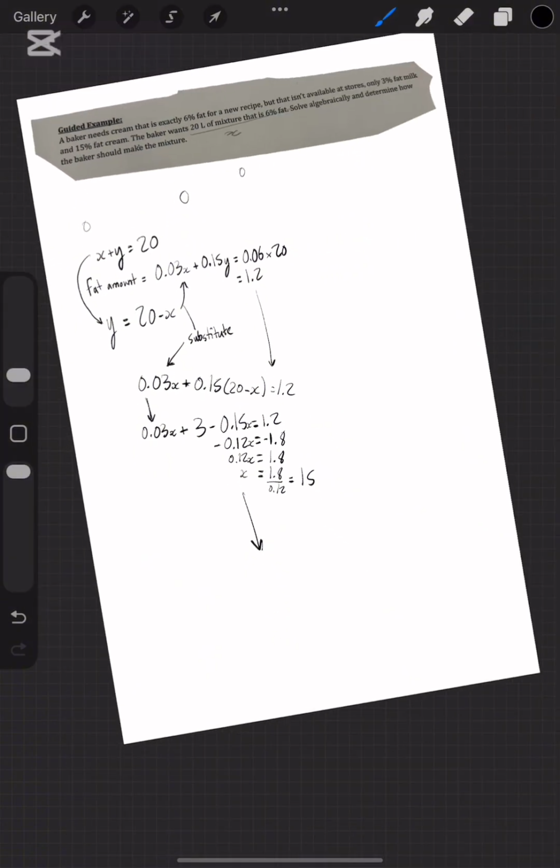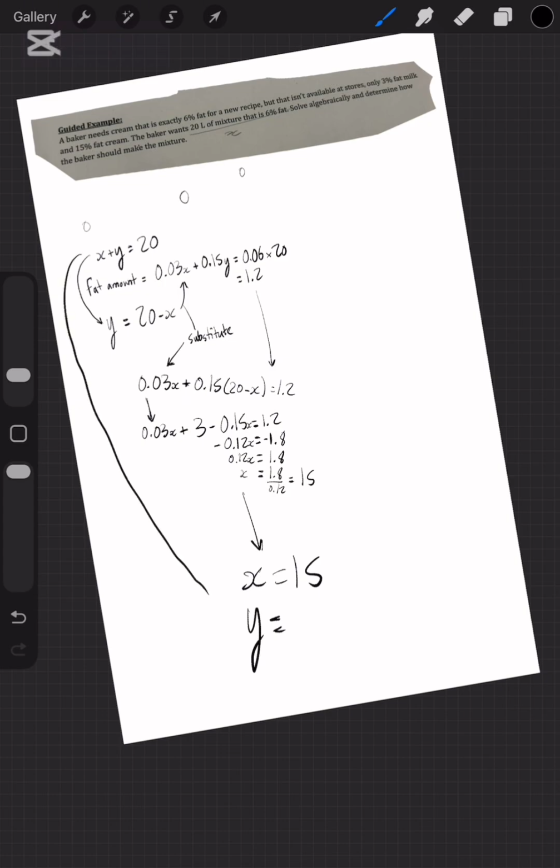So now that we have x, we want to solve for y. So if we use our initial equation, x plus y is equal to 20, we can find out what y is because we have our x value already. Here we go. y is equal to 20 minus x, which is 20 minus 15, which is 5.